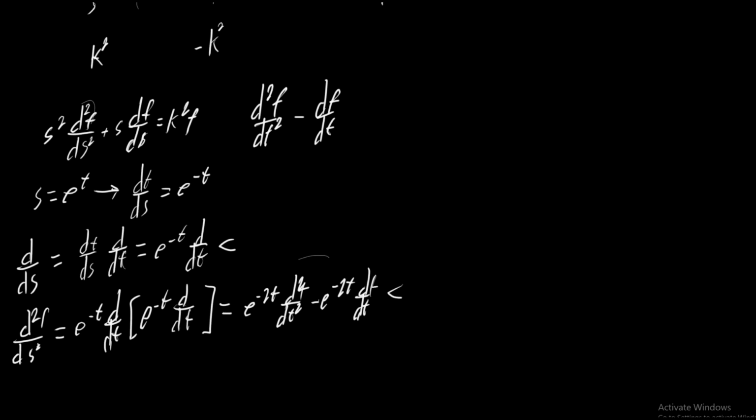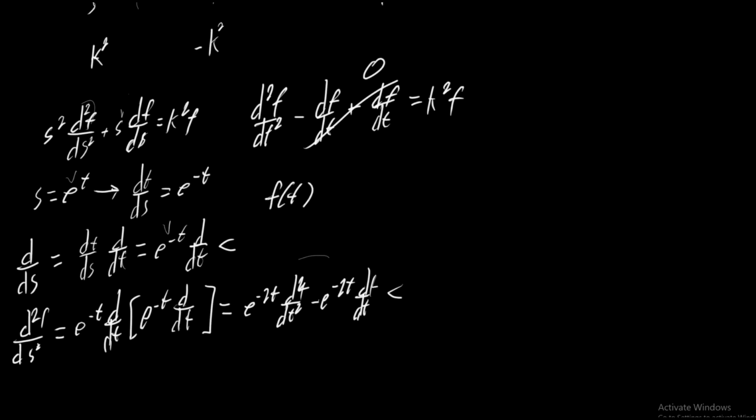And then the second term is going to be the same thing. See, s is equal to e to the t, right? df/ds has a factor of e to the negative t, which is going to cancel out. And all we're going to be left with is df/dt. And this is all equal to k squared f. And as you can see, these terms just cancel. And what we get is just an exponential differential equation. This should be pretty easy to solve.